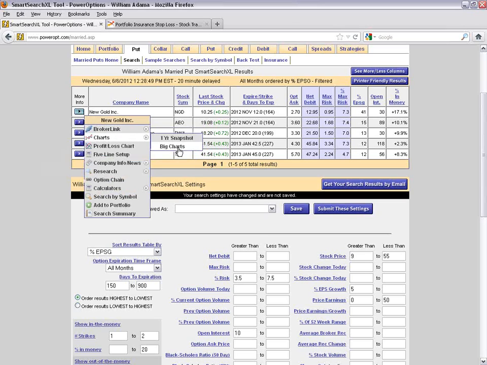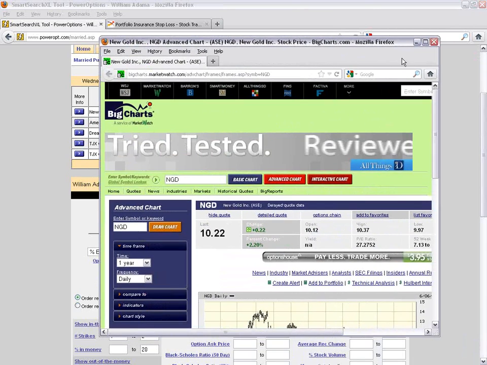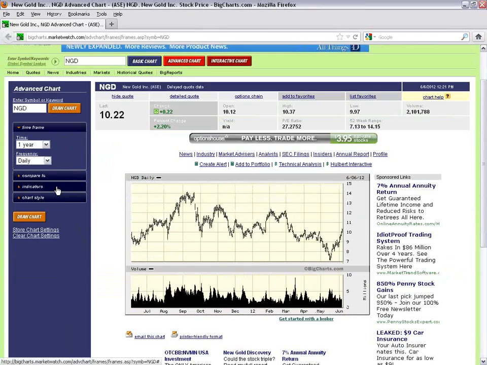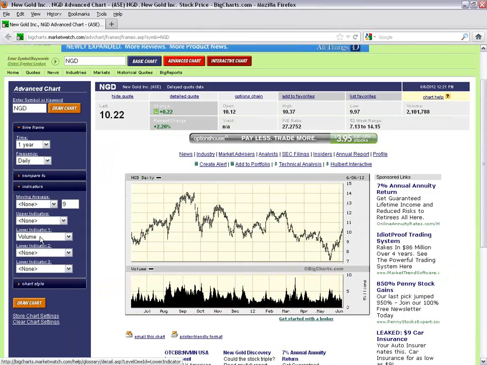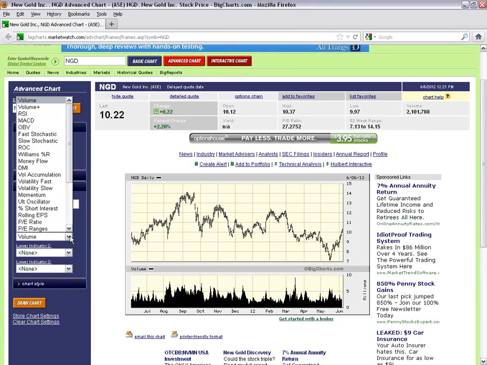What I want to do is take a look at the chart. And typically I'll just go to Big Charts. And Big Charts, of course, is a free charting service, and you can customize that using different indicators over here on the left-hand side. So I can set things such as the Bollinger Bands. I can set RSI, MACD, fast or slow stochastic.